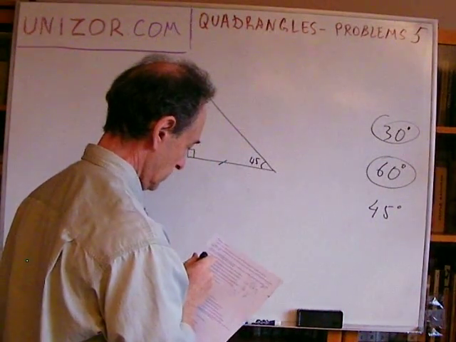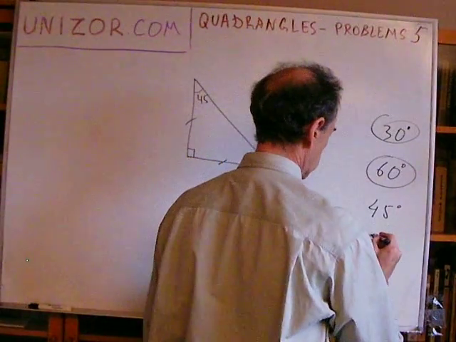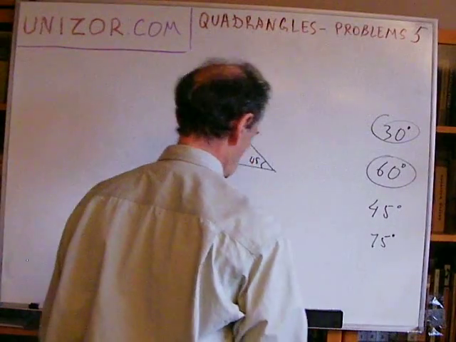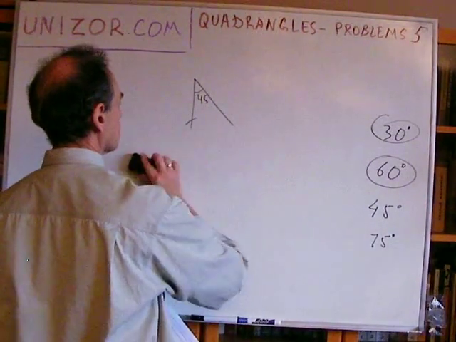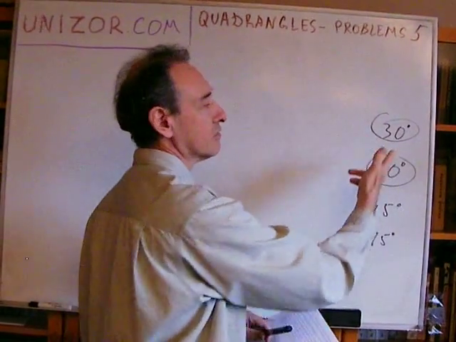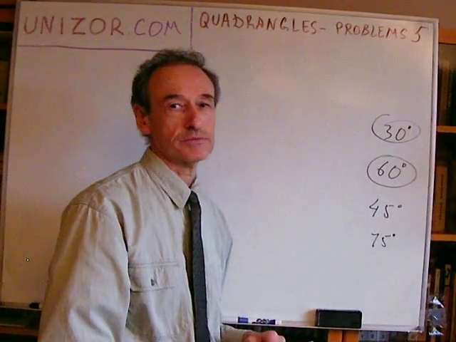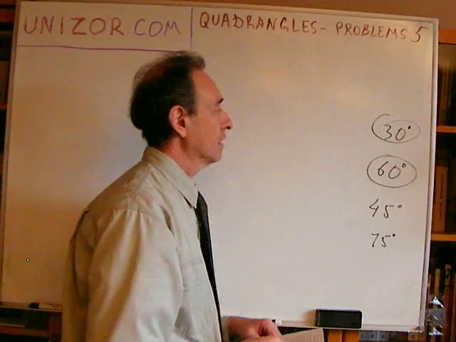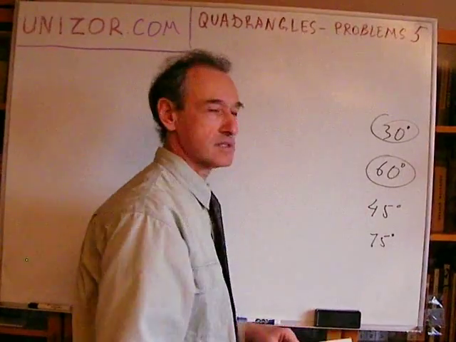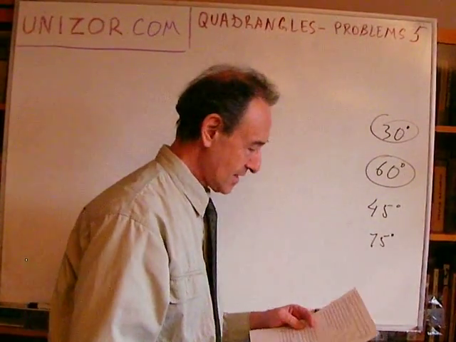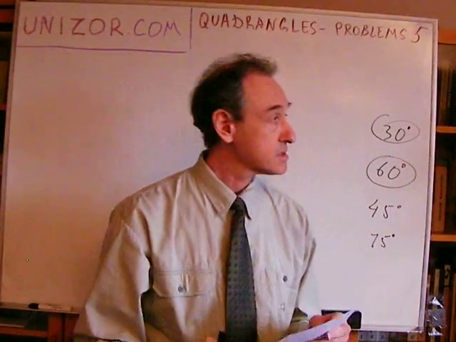And next is 75. Well, just not to think about it too much. If you have 30, you can divide it in half, just bisect it, and you'll get 15. Take 15, add 60, you'll get 75. That's easy. All right, that's it for this series of problems.